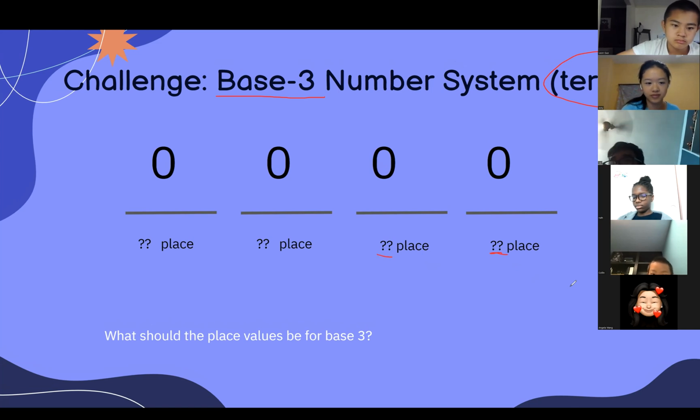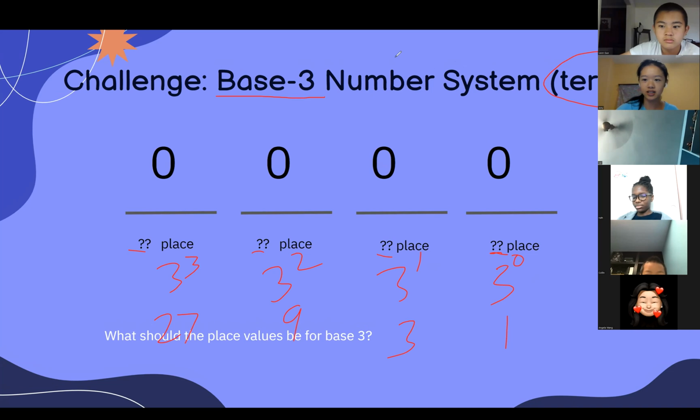Yeah, so I'm seeing a lot of you are getting it correct. Basically, it'll just be 27, 9, 3, and 1 because it's 3 to the 0, 3 to the 1, 3 to the 2nd, and 3 to the 3rd. Good job, guys.